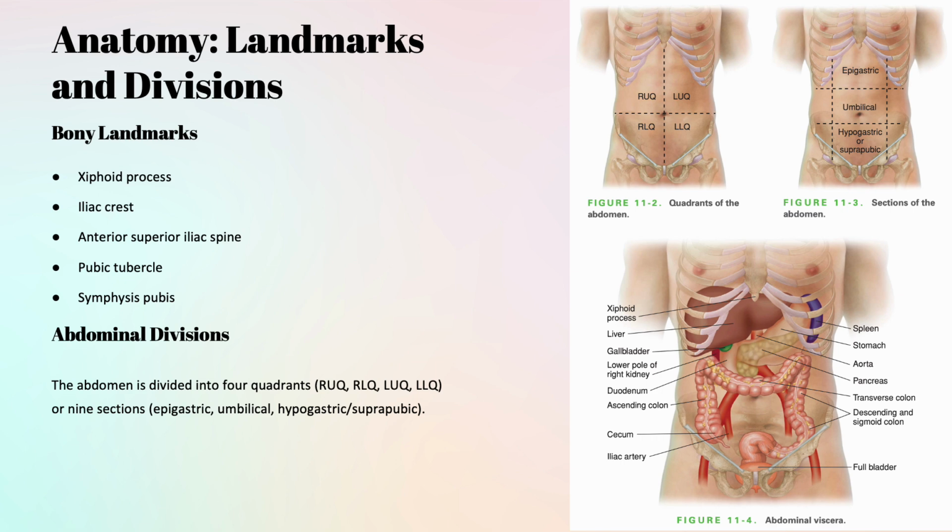Alternatively, the abdomen may also be divided into nine sections: the epigastric region, the right and left hypochondriac region, the umbilical area, the right and left lumbar area, and the hypogastric or suprapubic area, as well as the right and left iliac area.